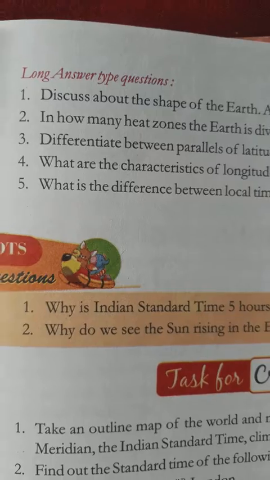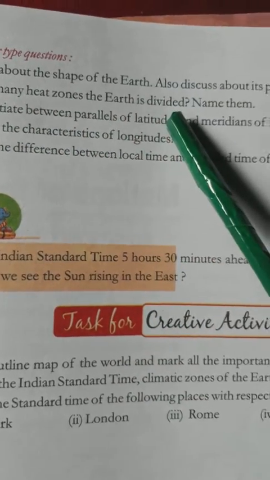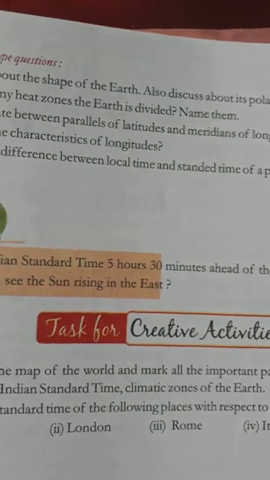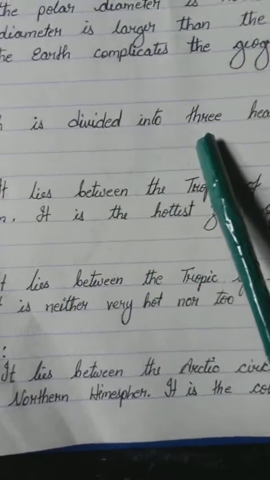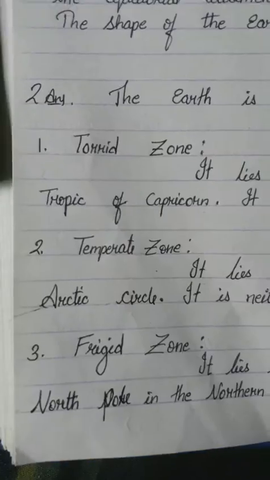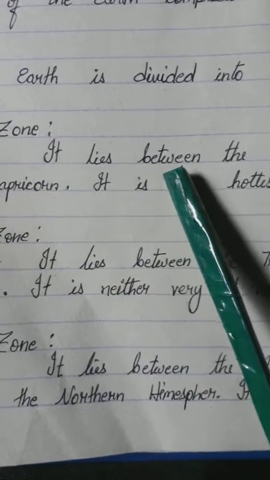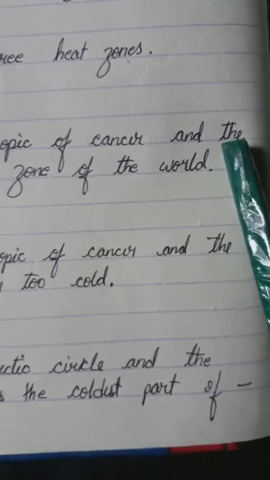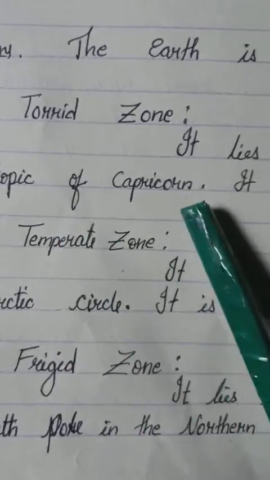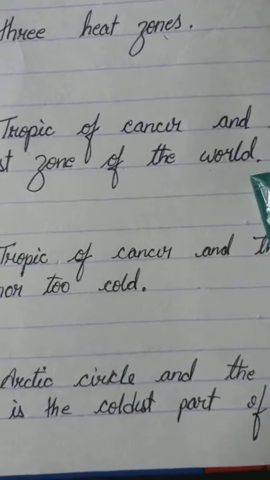Alright. Number 2. Into how many heat zones is the earth divided? Name them. The answer. The earth is divided into 3 heat zones. Point number 1. Torrid zone. It lies between the Tropic of Cancer and the Tropic of Capricorn. Full stop. It is the hottest zone of the world.